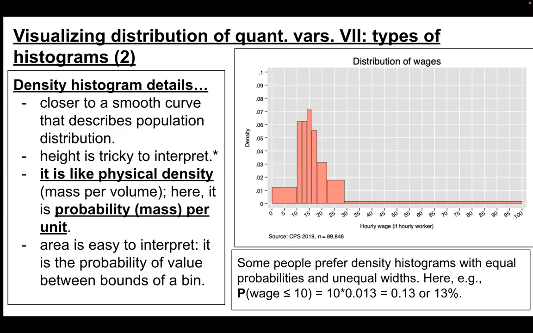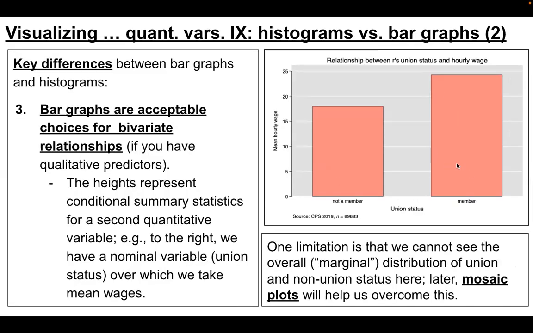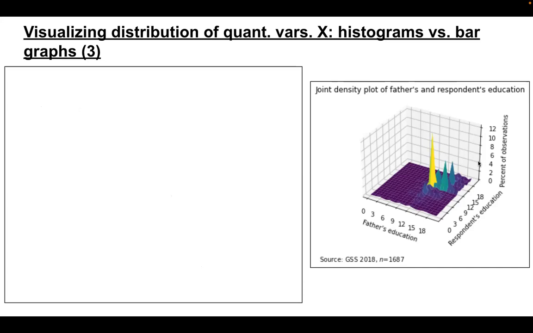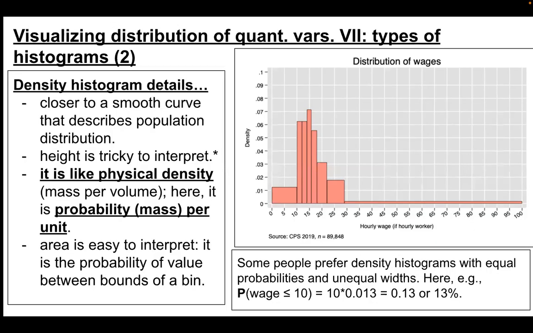So notice here that this bar graph doesn't really show the distribution of the X variable very well. It shows the conditional distribution of wages, but not the distribution into non-member and member. Histograms basically require us to show that, or else they're not really doing their job.